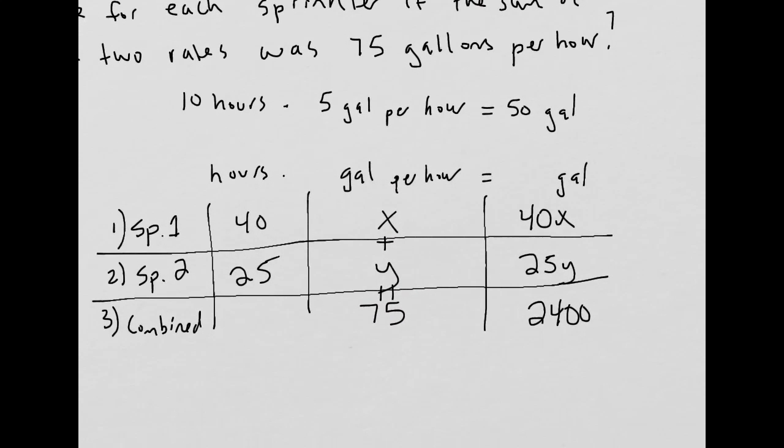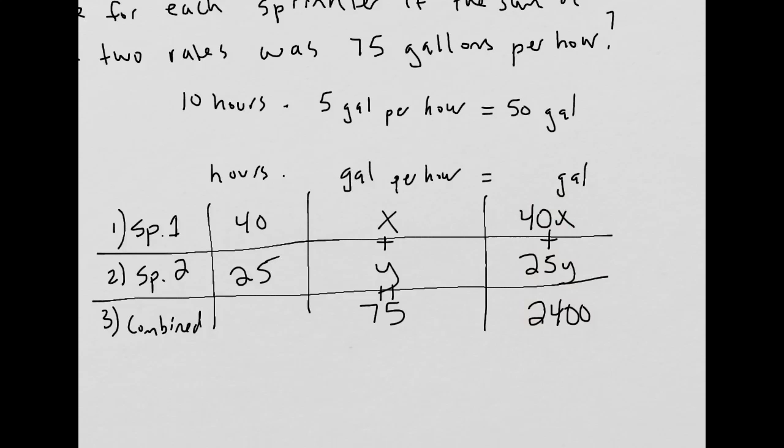Similarly, when I look at the 2,400 gallons of water, those 2,400 gallons had to come from somewhere. Specifically, they had to come from sprinkler 1 plus sprinkler 2. In other words, the amount of water that sprinkler 1 is generating plus the amount of water that sprinkler 2 is generating has to equal 2,400 gallons.